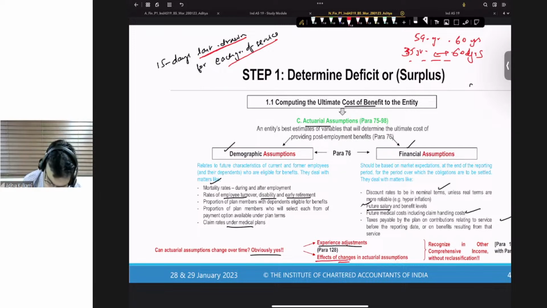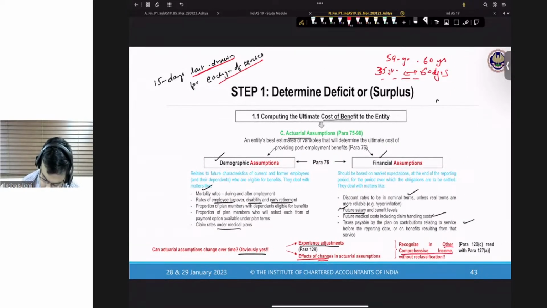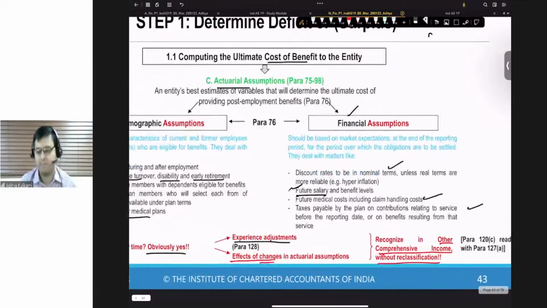So where do you give the effect of changes? This effect is going to go in other comprehensive income without reclassification. Okay. Let me give you the reasoning why they are taking it in other comprehensive income. And let me also explain why it's not reclassified. Reclass means what? It has to move from other comprehensive income to the profit and loss. Here reclass is not permitted.